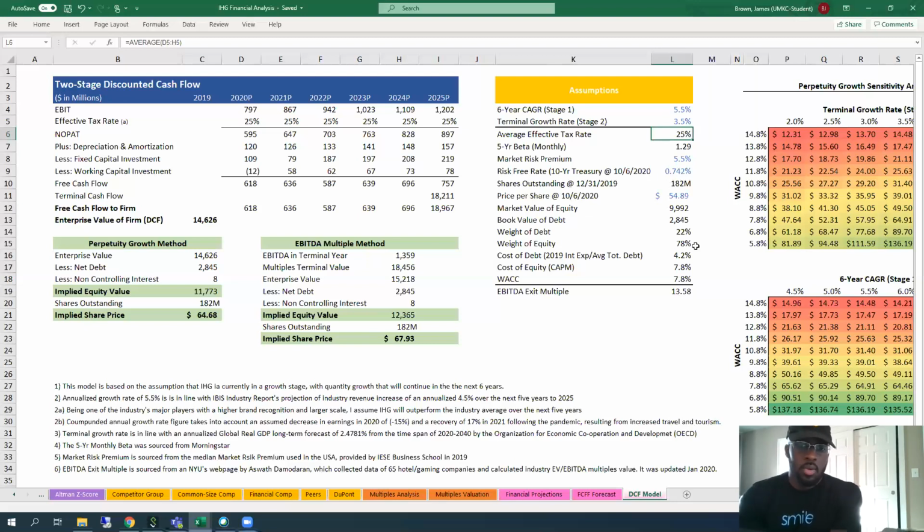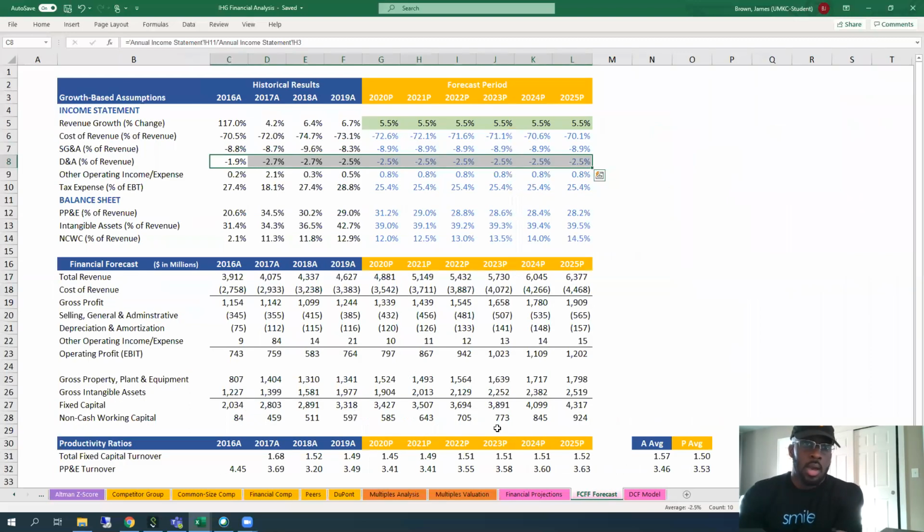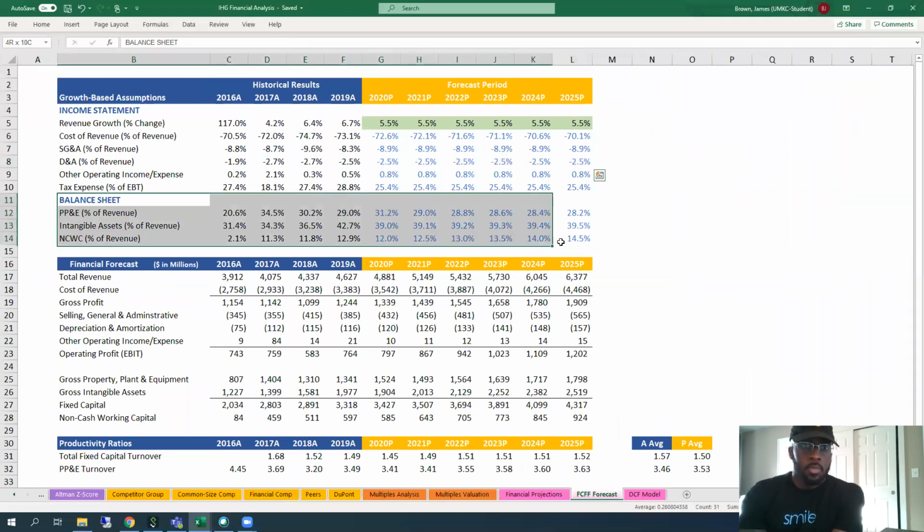The one thing that I do have a little bit of concern about is I wonder if my fixed assets are a good indication of what's going to happen in the future. I know that this is an asset light industry, and so that could be too high of a percent of revenue, and it could be decreasing at a bigger rate than what I have projected.